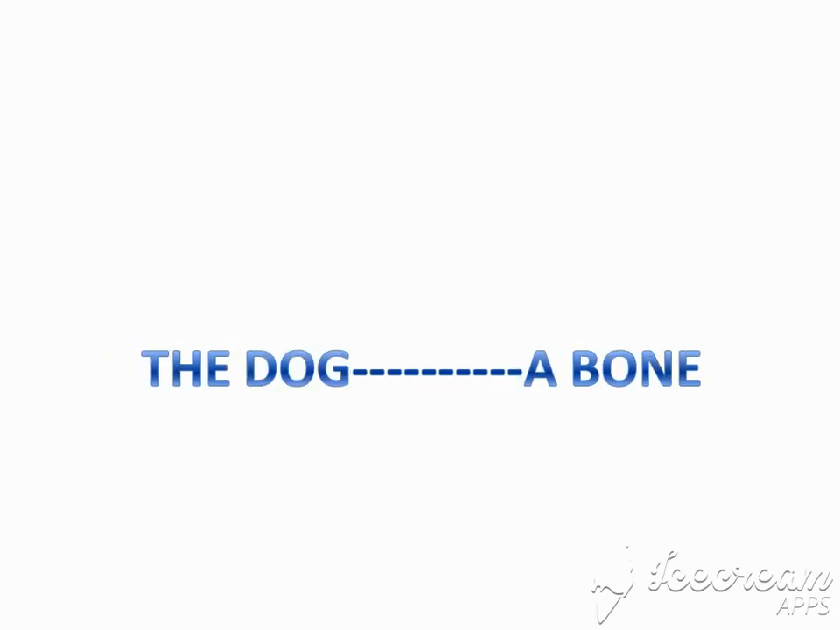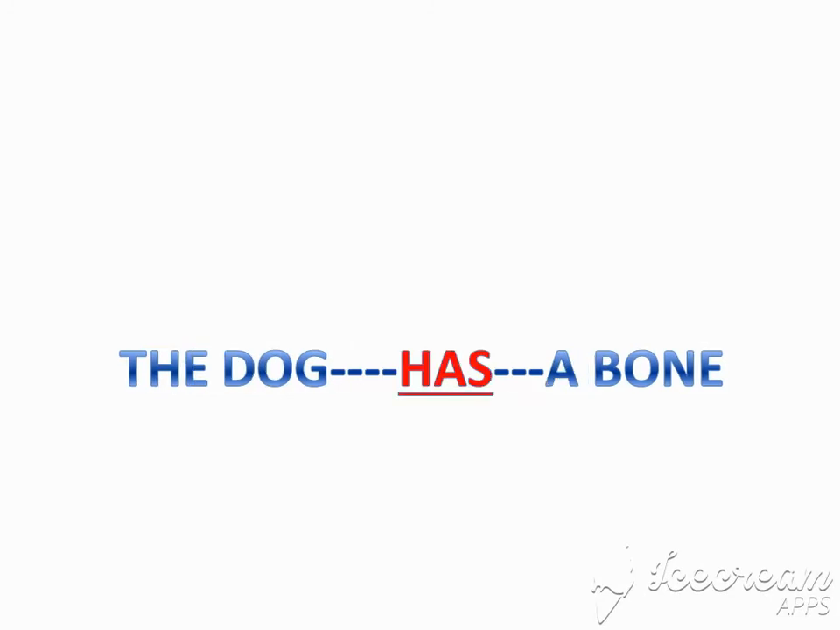And the next one, the dog. We said that the dog is an animal, and for animal we use it. It has a bone, so the dog has a bone.